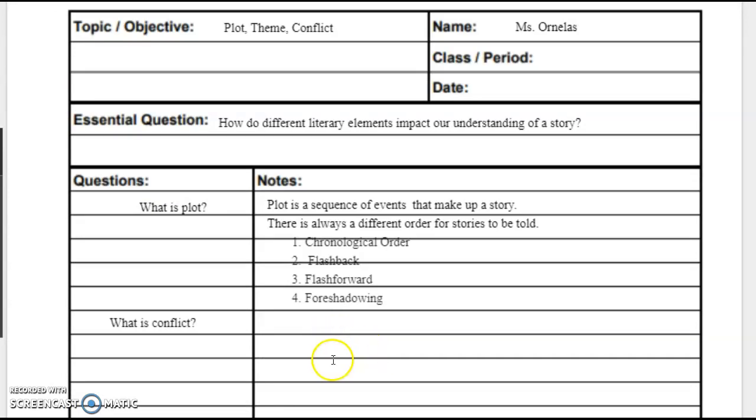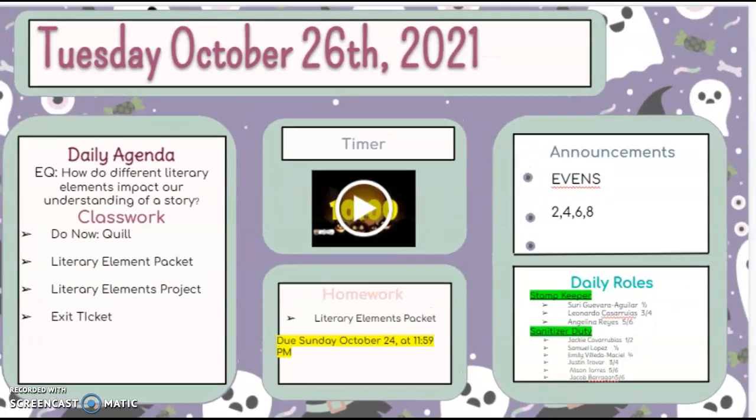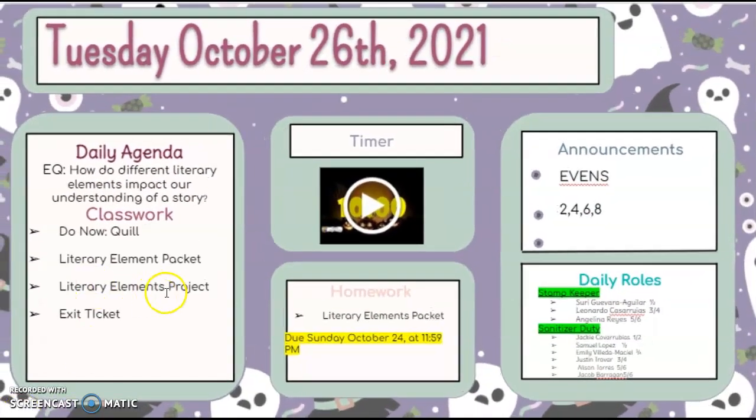then tomorrow we are breaking down TPAC as part of your project and introducing your final project. I know this is a little bit of a lot, but again, all we did today was that literary elements packet because we didn't have time to get into that project.